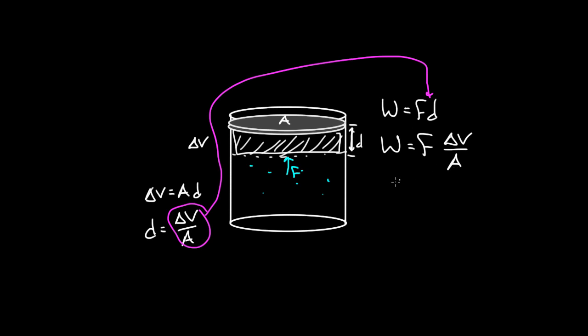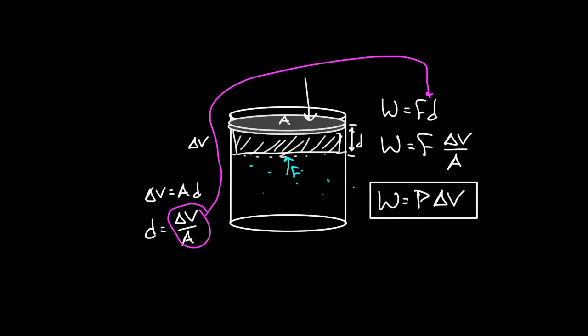But look, F over A, we know what F over A is, that's pressure. So I get that the work done by the gas is the pressure times delta V. This is an equation that I like because it's in terms of thermodynamic quantities that we're already dealing with. So work done you can figure out by taking P times delta V.